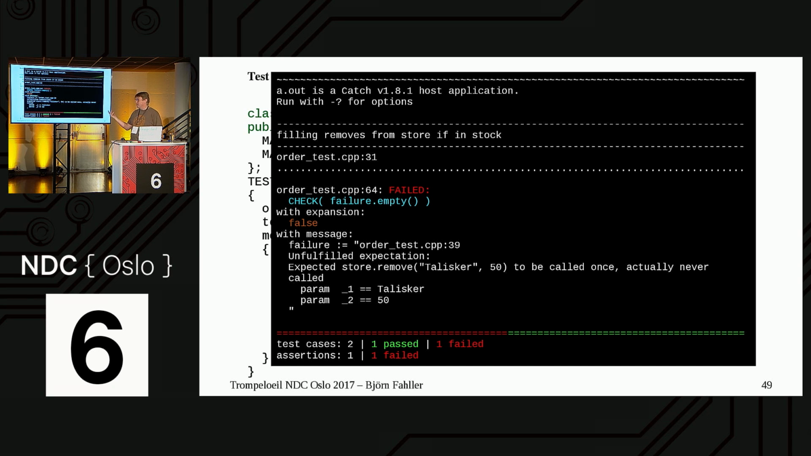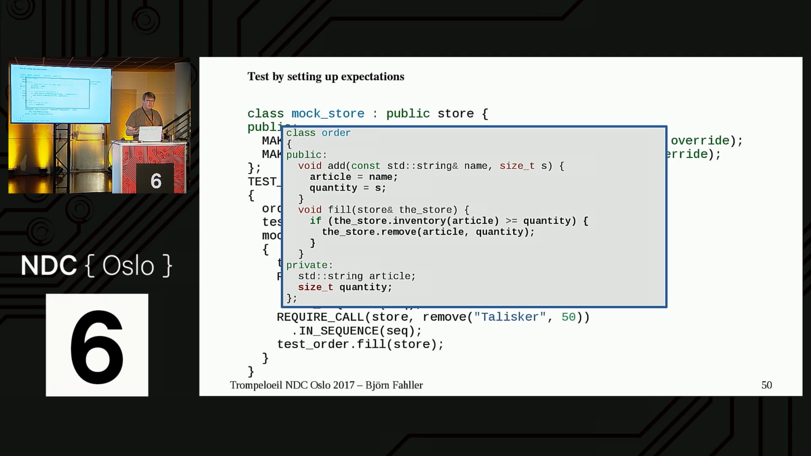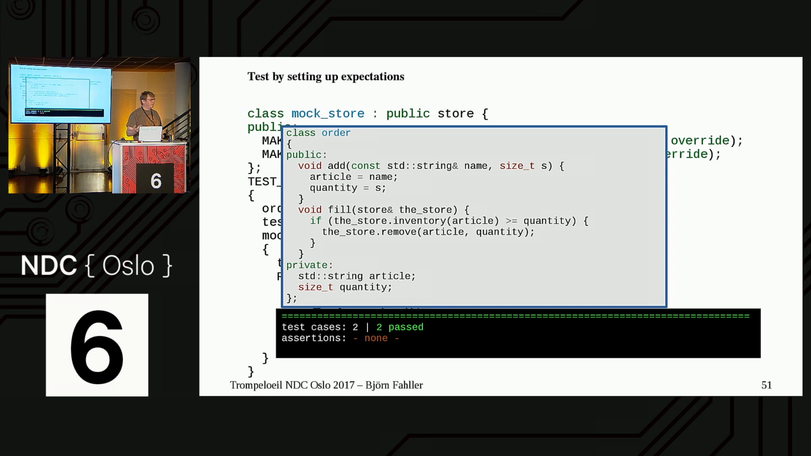The test fails because we haven't implemented the call to remove. So let's do that. Remember not only the article, but also the quantity, and ensure that when we call fill, it calls remove, provided that the quantity returned was sufficient. And everything works. Yay.